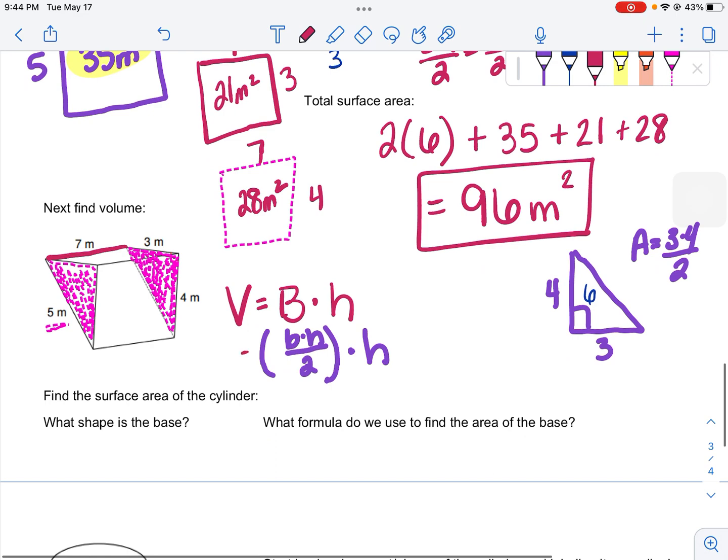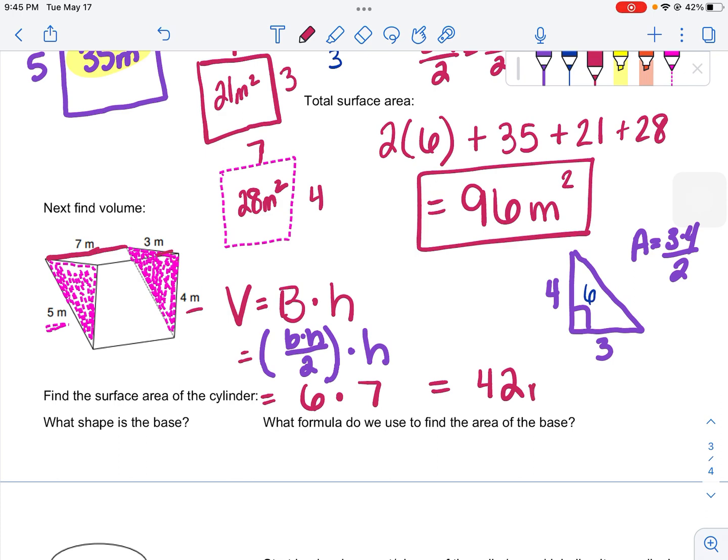And so to find volume, we're going to take the area of our base, which was 6, and we're going to times it by 7. And we're going to get 42. And then what's our units going to be? So I took meters times meters times meters. And so the correct units should be meters cubed.